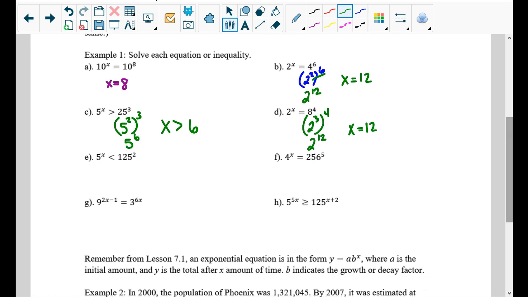5 to the x is less than 125 squared. So again, let's see how many times 5 goes into 125. So 5 times 5 is 25, that's squared. 5 to the 3rd is then going to give me that 125. So this is 5 to the 3rd, then squared, so this is originally 5 to the 6th power. So x then is less than 6.